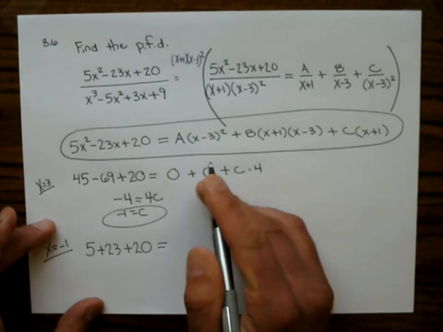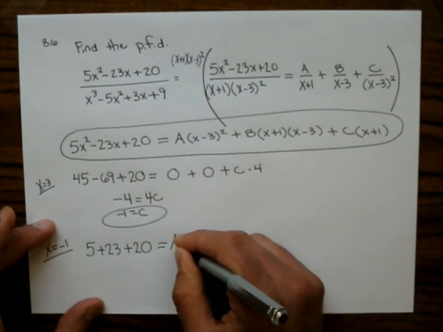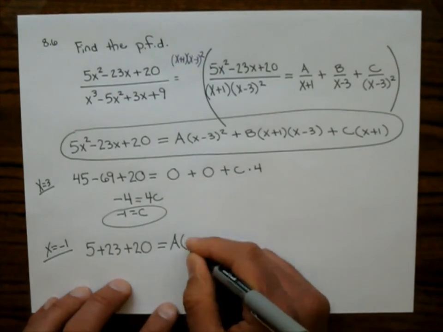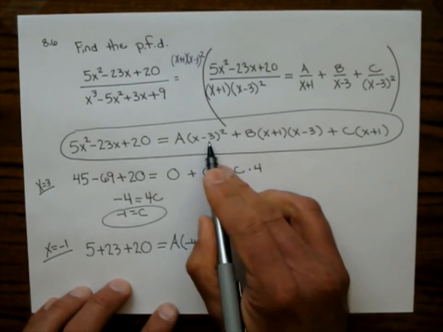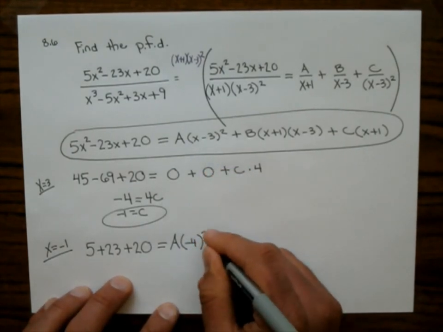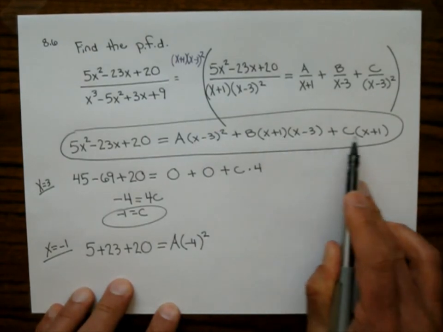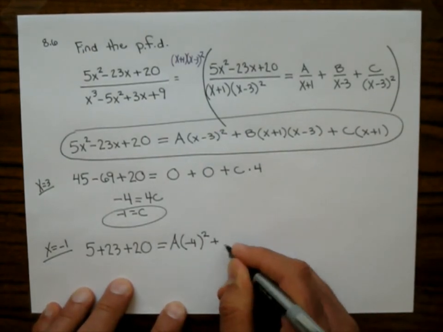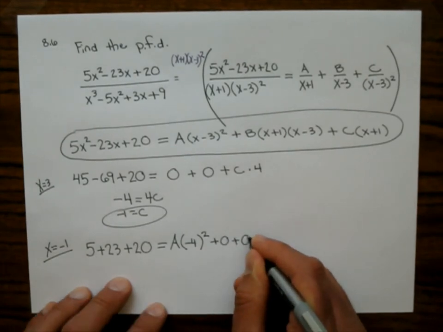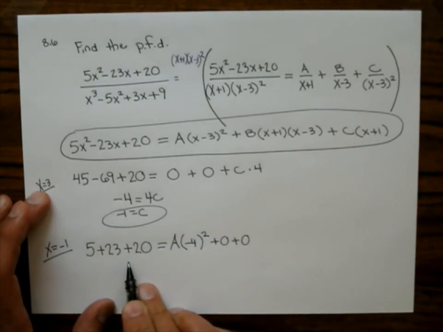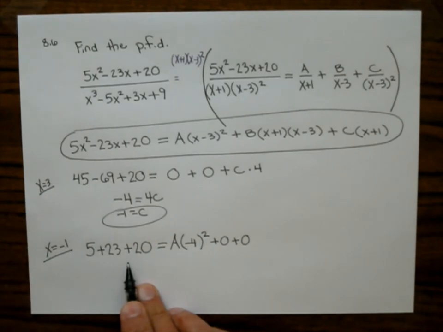This is going to give me A times negative 1 minus 3, so that's negative 4 squared. And then these guys zero out because you have a negative 1 plus 1, negative 1 plus 1. So this is plus 0 plus 0. So on the left-hand side, I end up getting, what's that? Did I put negative 1 in correctly?